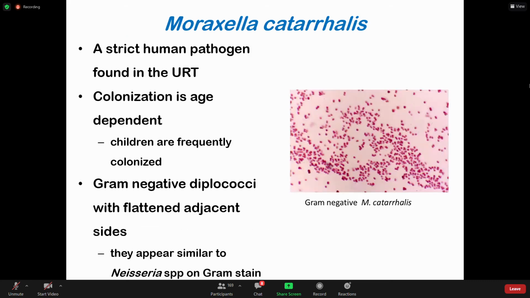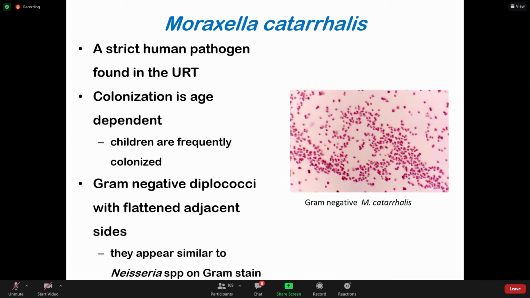Now, the less frequent agent of acute otitis media or sinusitis is Moraxella catarrhalis. It is a strict human pathogen that is found in the upper respiratory tract, and colonization is age-dependent, with children being relatively more colonized than adults.